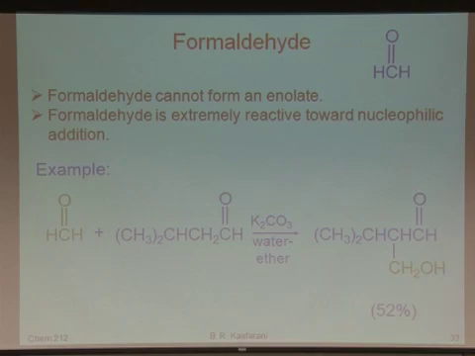So the strategy that we used here is to use formaldehyde, which does not have an alpha hydrogen and cannot form an enolate. Formaldehyde is much more reactive towards nucleophilic addition. So once you form that enolate of the second aldehyde, it's going to attack formaldehyde. It's not going to attack the aldehyde itself. And there is your mixed aldol product.